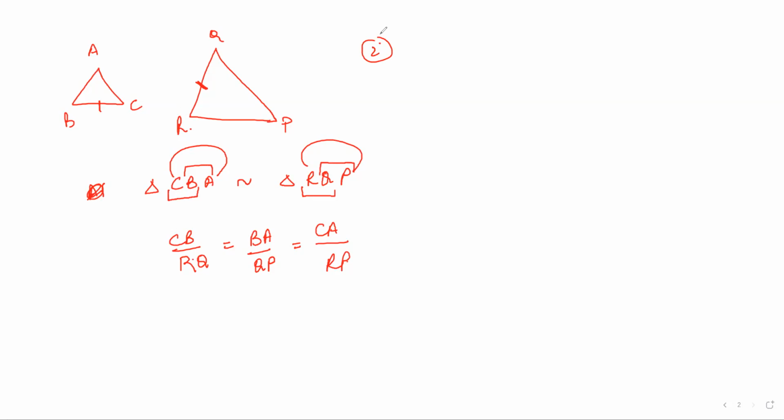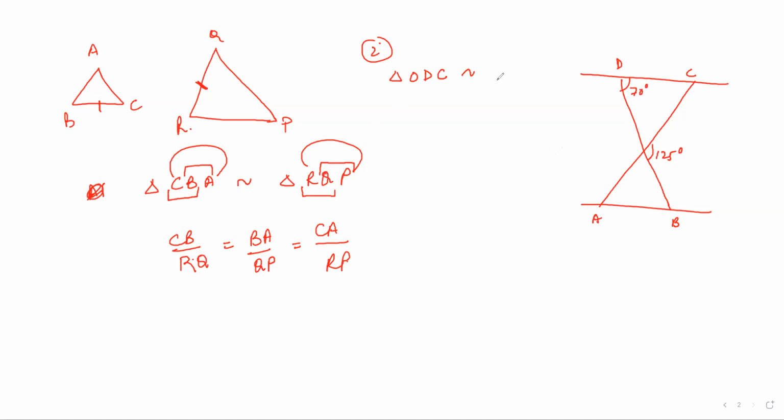In the given figure, triangle ODC is similar to triangle OBA. Please see your book, both of you. It is something like this. So DC and AB, right? This angle is 125 degrees. This angle is 70 degrees. Now these two triangles are similar, so triangle ODC is similar to triangle OBA. And find angle DOC.